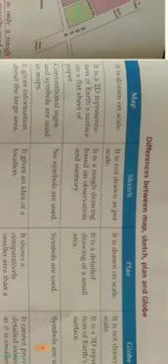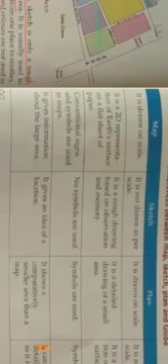Now, let's see the differences between map, sketch, plan and globe. Now let's see the first one, map. Map is drawn on scale, sketch is not drawn as per scale, but plan is drawn on scale and globe is not drawn as per scale.